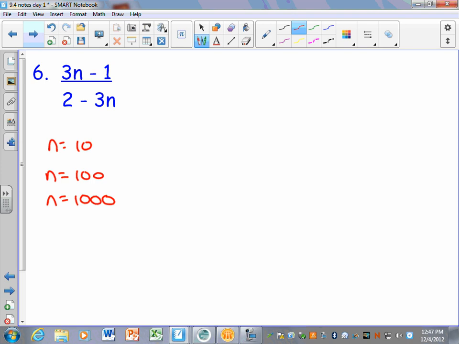And if I plug 10 in there, I'm going to get, on the top, 30 minus 1, which is 29, over 2 minus 30, which is negative 28, negative 1.035714.